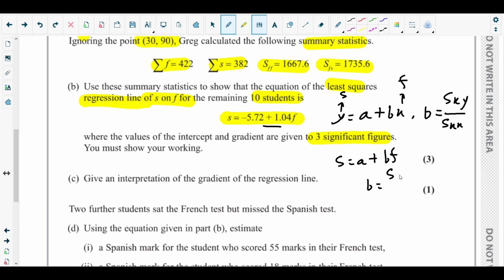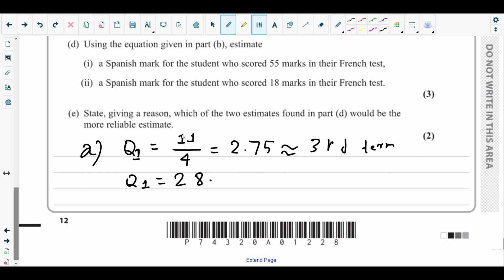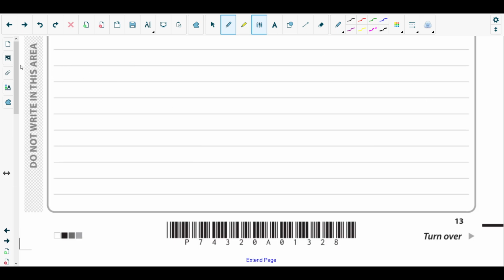S of FS over S of... no, sorry, it is S of FF. So we need FF, we have FF, we have FS there, no problem. So we can find the gradient directly. So the equation for the regression line is what?